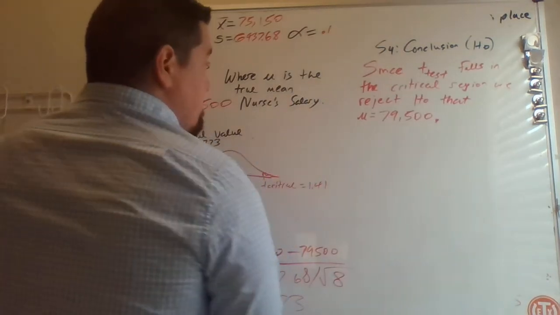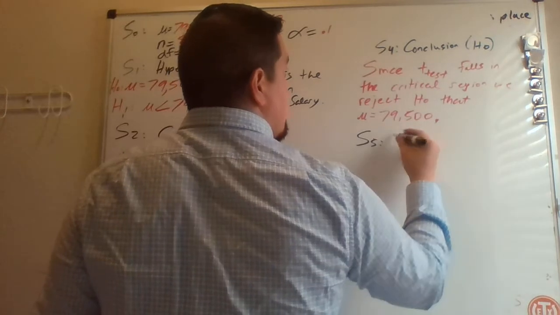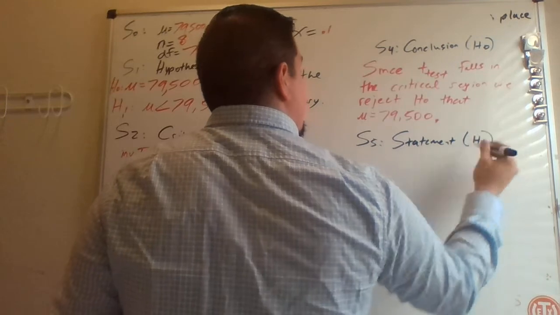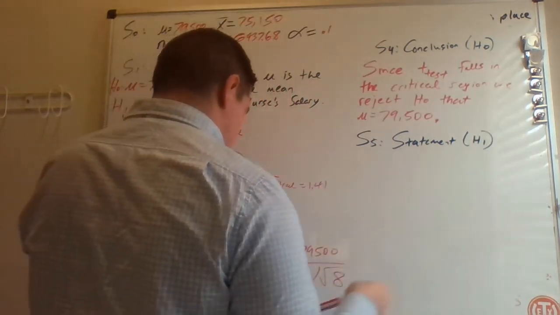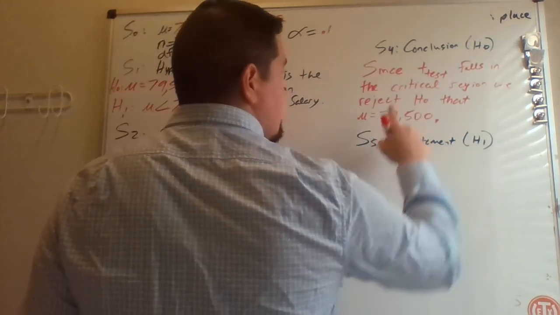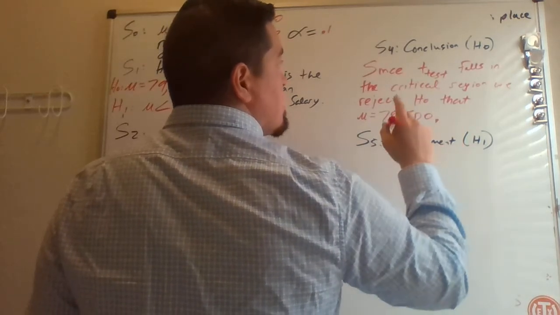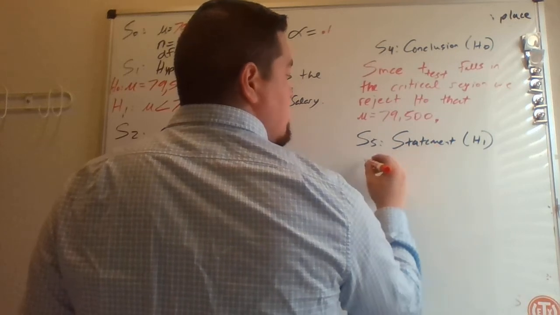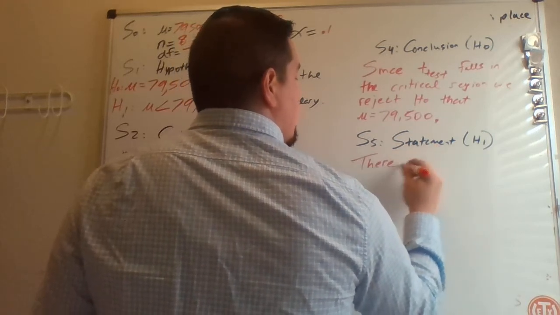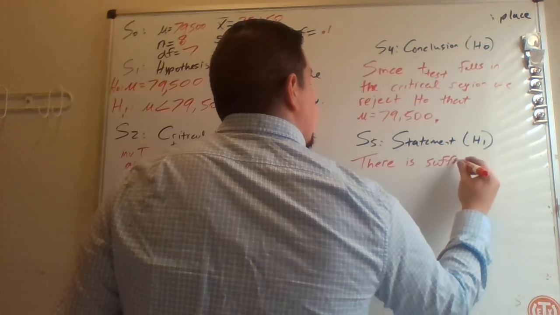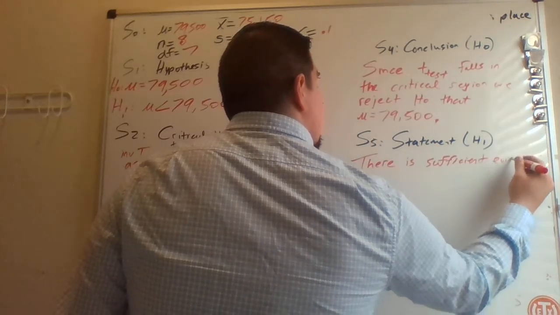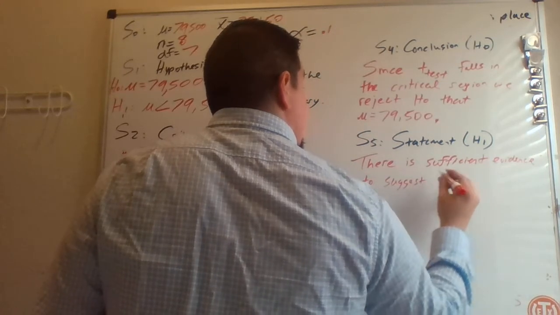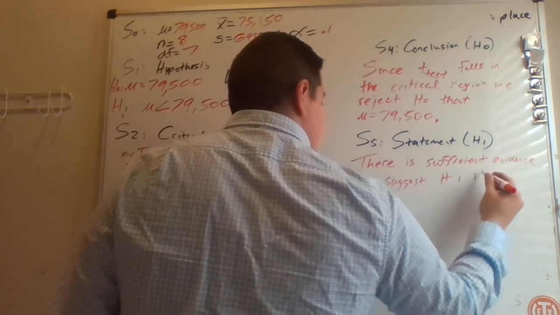And then finally, step 5 would be the statement H1. Since the t-test falls in the critical region, we reject H naught. So since we reject H naught, that is, there is sufficient evidence to suggest H1 is true.